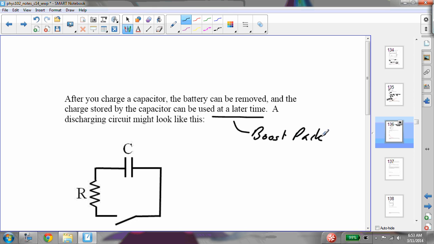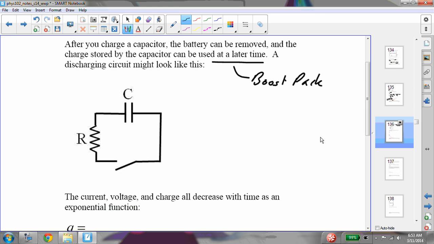The boost pack was where the fellow was using the capacitors for his car battery. He was charging up the capacitor with the alternator in the car, and then was able to use that charge for later. A discharging circuit will look like this. So I can take that charge and save it for later, and then when I want to use it, I don't need the battery anymore. So that battery can go away, and I have a circuit that looks like this. It's an RC circuit, but no battery.